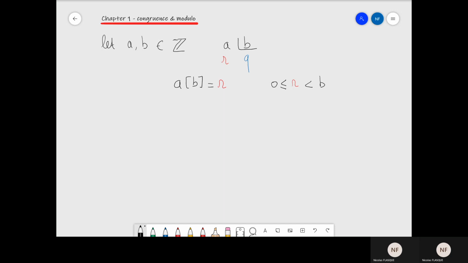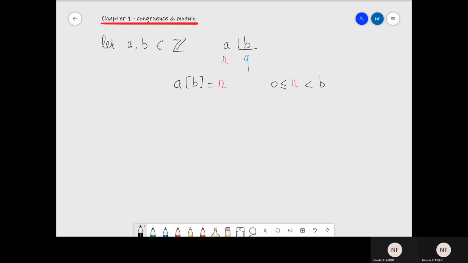So if you choose any number A and write A modulo B, this means that you want to get, or you want to talk about, the remainder of the Euclidean division of A by B. And this will lead you, after some calculations, to a number which is greater than or equal to 0 and strictly less than B. Now, second part about congruence.